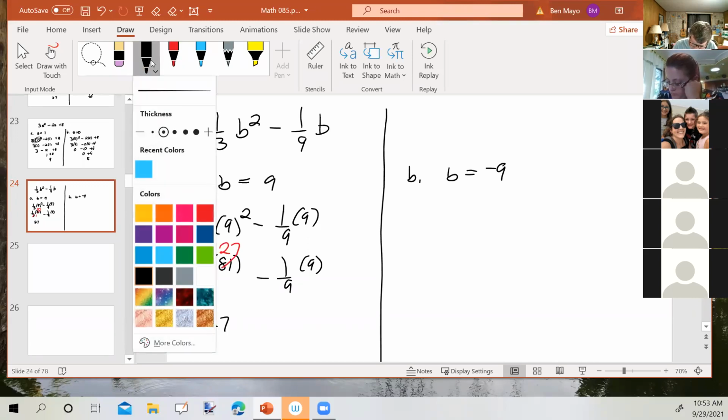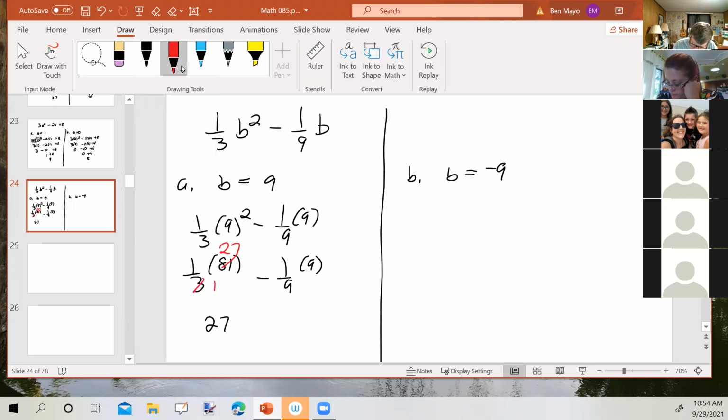And then minus 1/9 times 9, the 9 in the numerator and the 9 in the denominator reduce down to 1 over 1. So I end up with -1, which is 26. Any questions on that example?